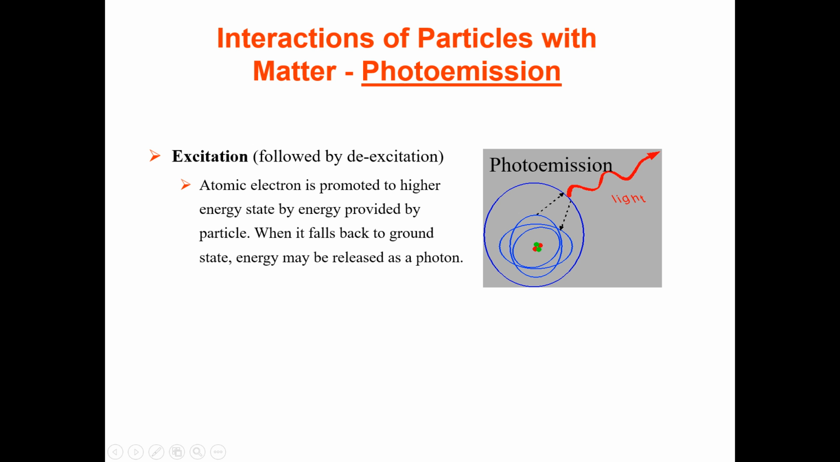As you can see here, we have the particle and the atomic electron, and when this atomic electron gets energy, it is promoted to the high energy state. It remains in this high energy state until it emits that particular amount of energy. Then it falls back to the ground state and releases the absorbed energy in the form of photons.